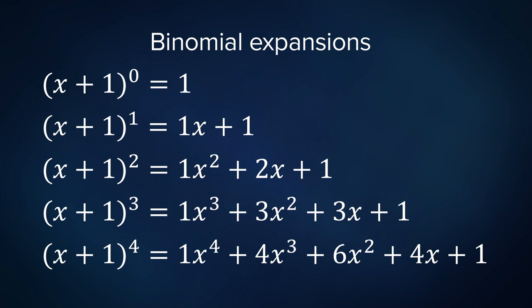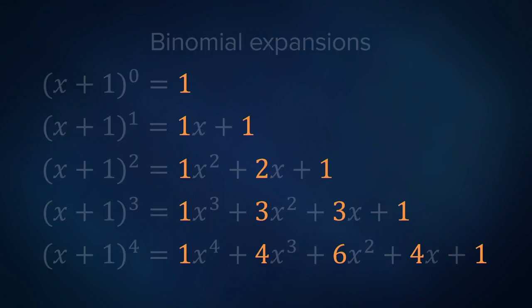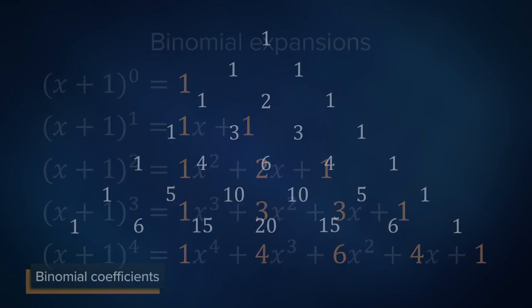Now, if we look at the numbers that appear in these binomial expansions, what do we see? We see the rows of Pascal's triangle, right? The top row is 1, the next row is 1, 1, the next row is 1, 2, 1, then 1, 3, 3, 1, and so on. Because of this, the numbers inside of Pascal's triangle are called binomial coefficients.